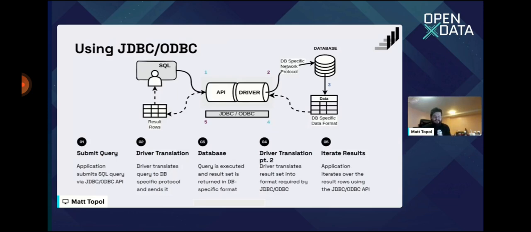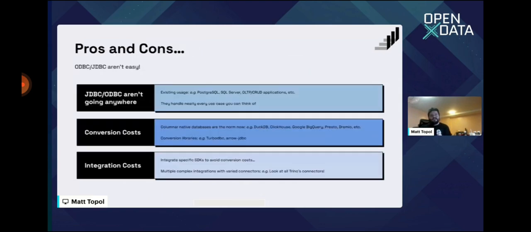And one drawback there is the fact that if your database and your system is column-oriented, now you're forcing it to do a whole conversion, a transposition of rows to columns and columns to rows, just to pass your data through.